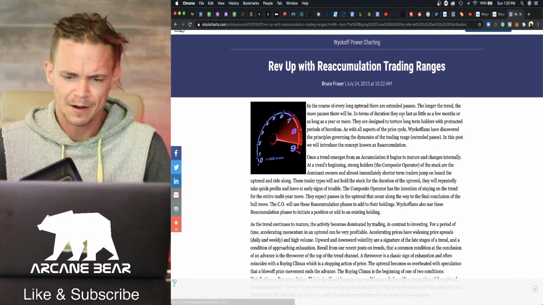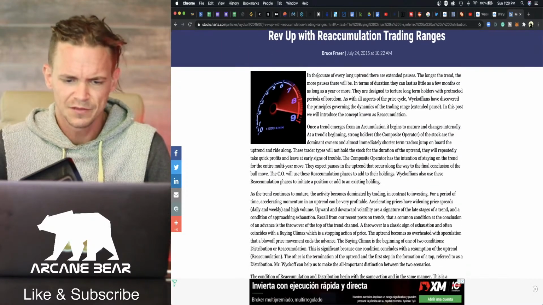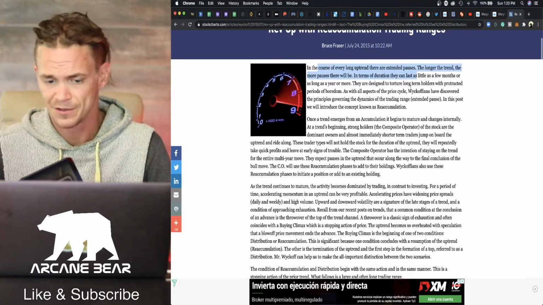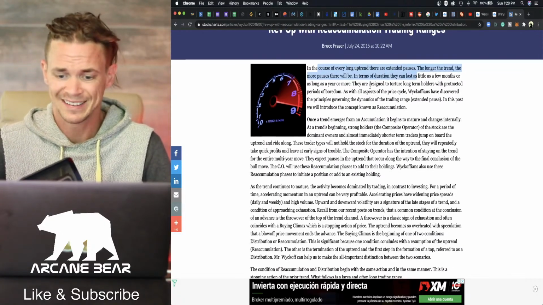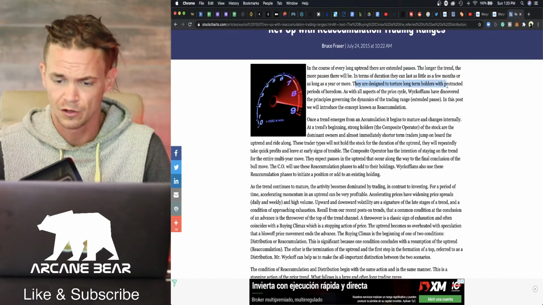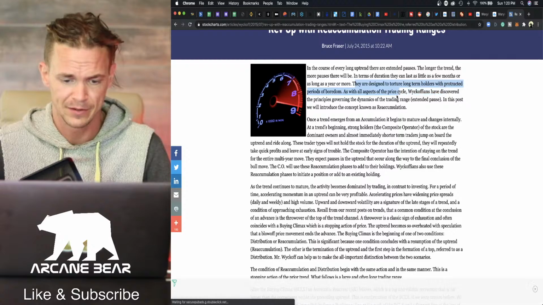Today, rev up with reaccumulation trading ranges. In the course of every long uptrend, there are extended pauses. The longer the trend, the more pauses there will be. And in terms of the duration, they can last as little as a few months or as long as a year or more. They are designed to torture the long-term holders with protracted periods of boredom.